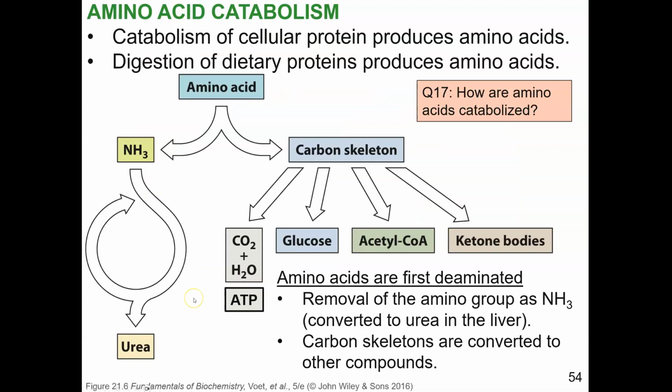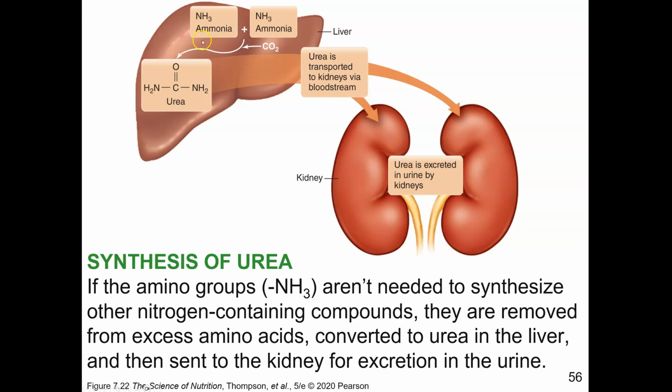So let's go back right here. This is the urea cycle. You can't just excrete NH3. NH3 is ammonia, the same product that you clean with, and that's toxic to the body. So we can't have ammonia. There's something called the urea cycle, and what it does is convert this to a compound called urea, which is not toxic. That leaves the liver and goes to the kidney, and then the kidney excretes the urea in the urine.